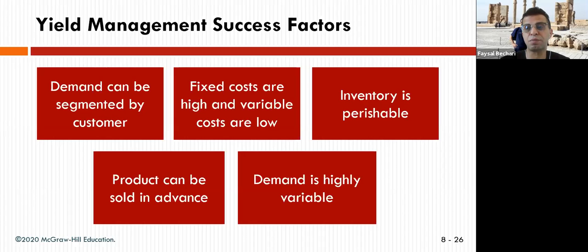The inventory that you have is perishable. Like when the plane flies, if the seat is empty, it's going to stay empty. When the day passes by, if the room is empty, it's going to stay empty. So this is really perishable. And the product can be sold in advance, and demand is highly variable. It could go really high, for example, during Christmas time or traveling time, and low at other non-traveling times.